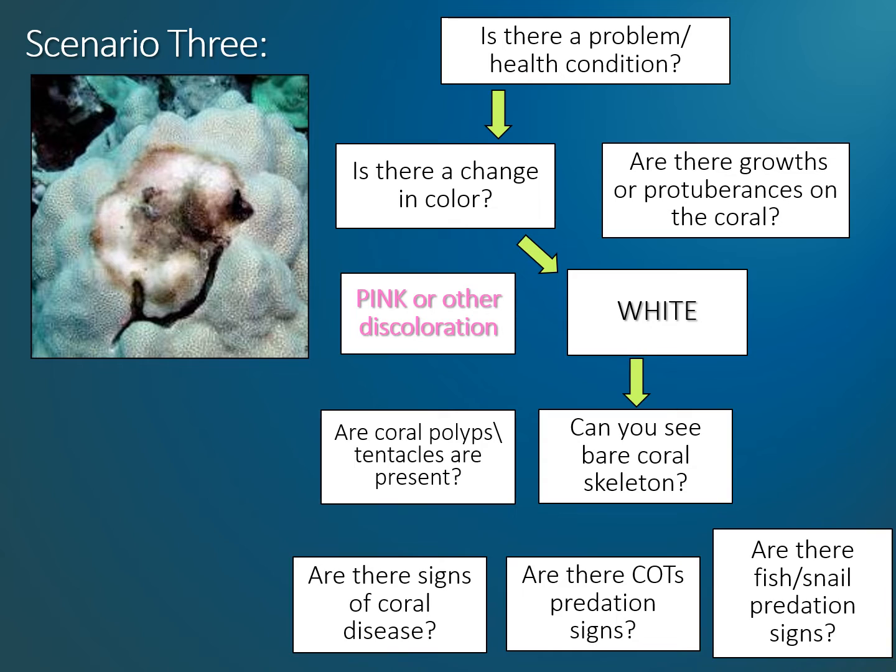In scenario 3, you come across corals that are white, and upon close observation, you can see bare skeleton on the coral. Similar to the last scenario, the selection of bare skeleton leads to 3 follow-up questions. 1. Are there signs of coral disease? 2. Are there COTS predation signs? Or 3. Are there fish or snail predation signs?